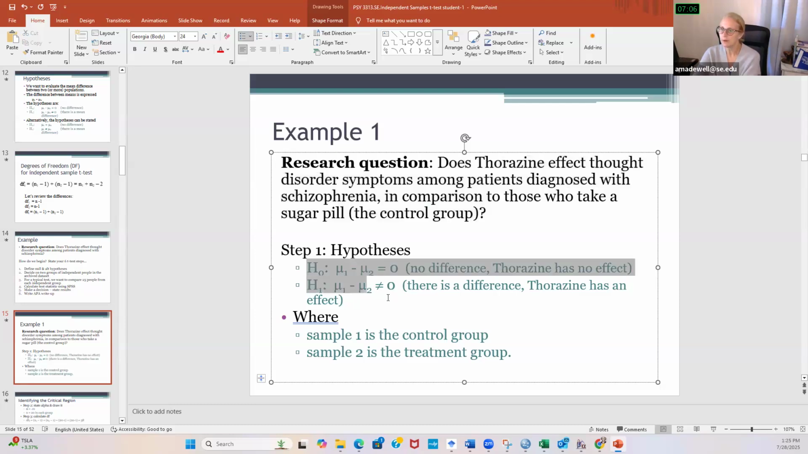And we would write it up and we would say sample 1 is the control group, sample 2 is the treatment group. Always make sure to add your denotation so you know how to interpret your results. Okay, that's very, very important.